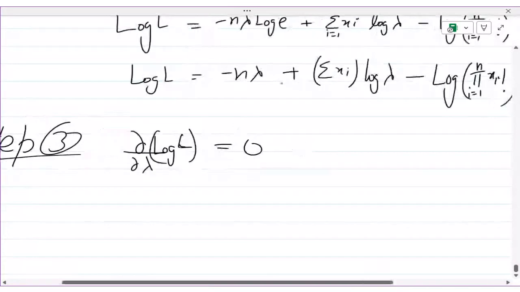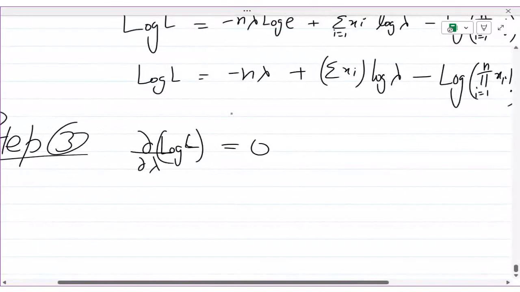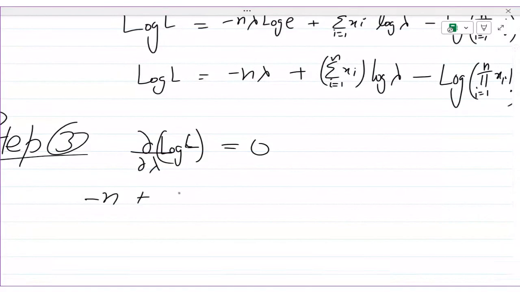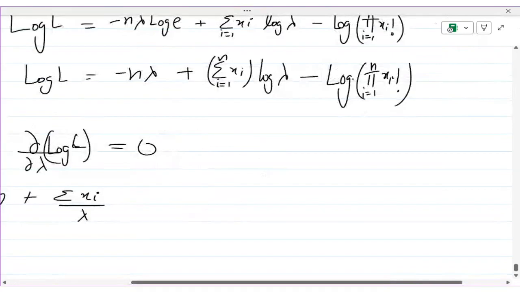Minus n is constant, the derivative of lambda with respect to lambda is 1. So we get minus n plus, now this sum of xi does not contain lambda, and the derivative of log lambda is 1 by lambda. So we will get sum of xi divided by lambda. This last term does not contain any lambda, so the derivative of this is 0.